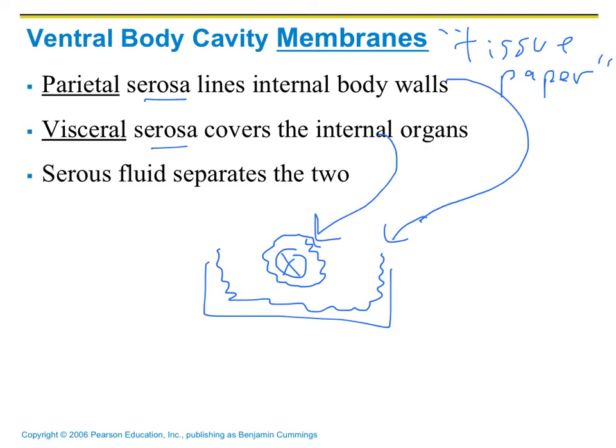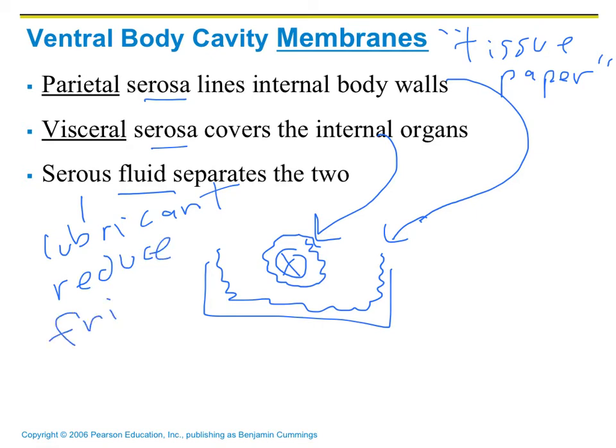In between these serosa, and the principal purpose of these serosa is to produce a fluid that acts as a lubricant to reduce friction between the organs, so that when you do a somersault, your organs aren't tearing each other as they rub up against one another. So the serous fluid produced by these serous membranes or serosa acts to reduce friction between organs.